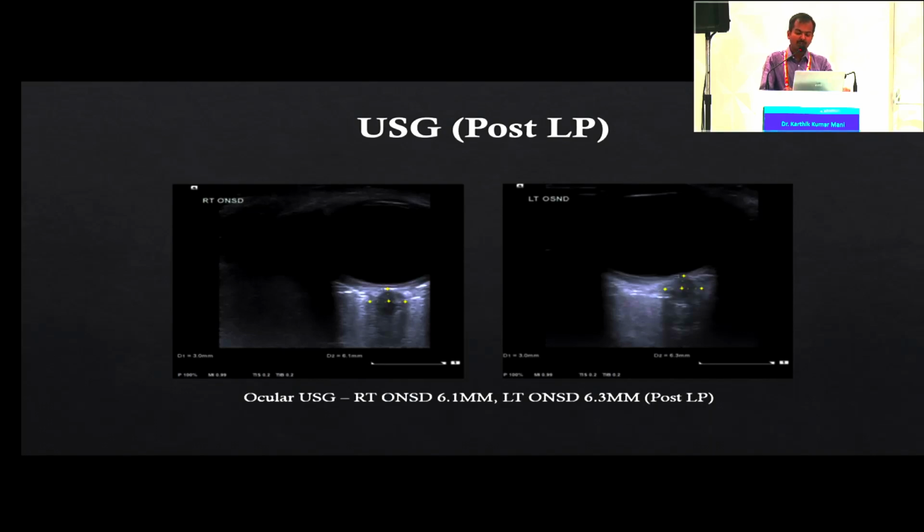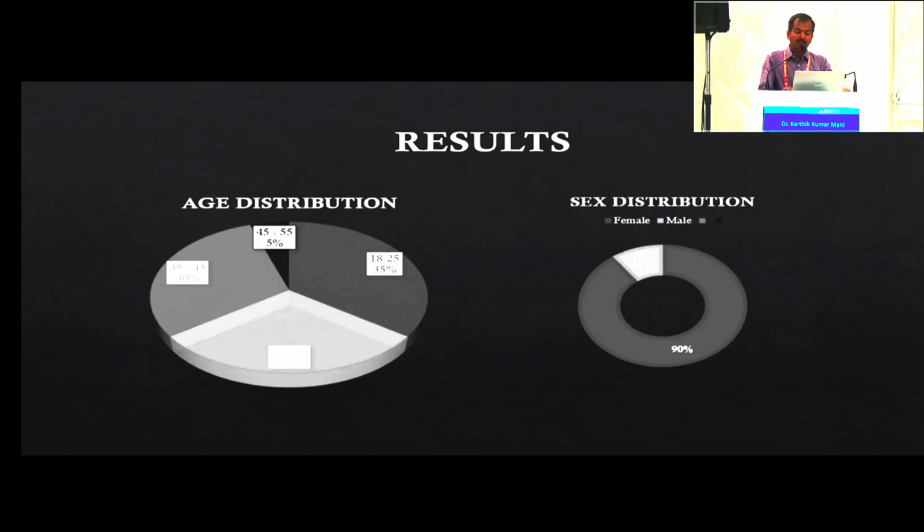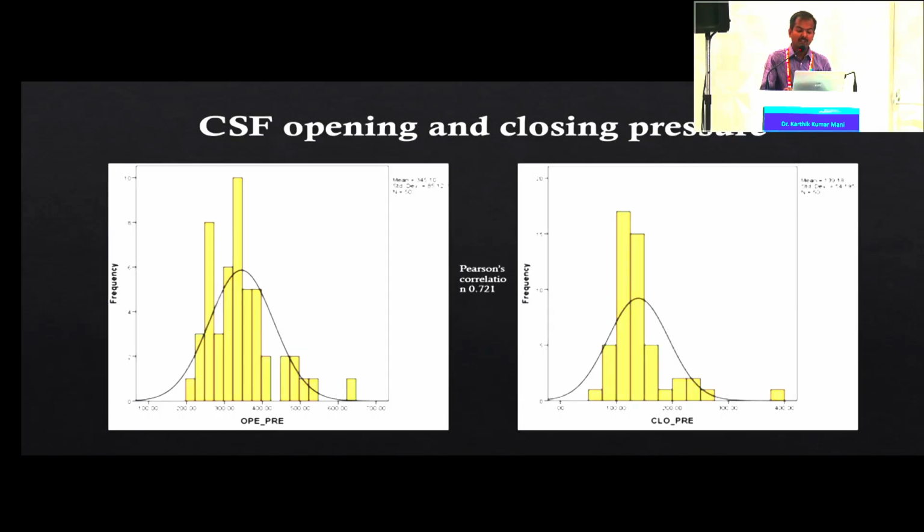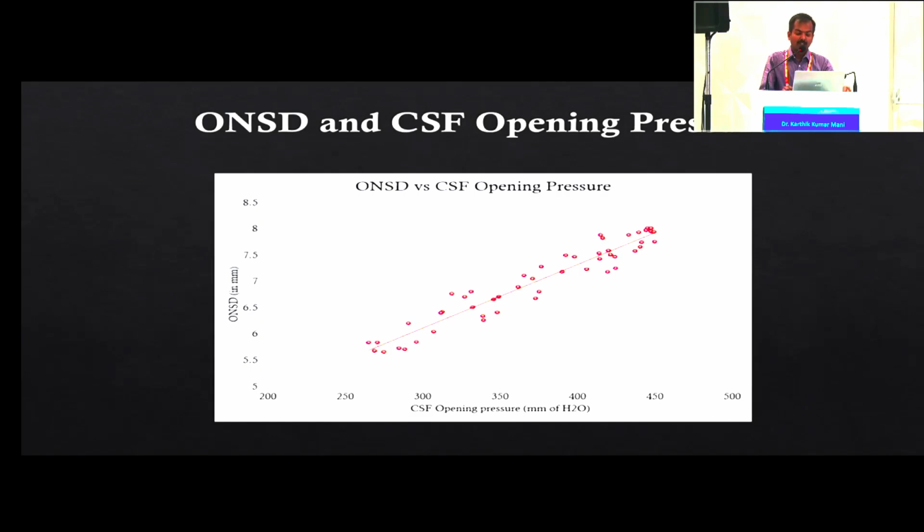We repeated a similar study in all 50 patients and we found most participants are aged 18 to 35 years with clear female predominance of 90%. And there was a strong positive correlation observed between CSF opening pressure and closing pressure, showing intracranial tension significantly reduced after lumbar puncture. And this scatter plot shows a significant positive correlation between the optic nerve sheath diameter and cerebrospinal fluid opening pressure, emphasizing the relationship between intracranial pressure and optic nerve sheath diameter.